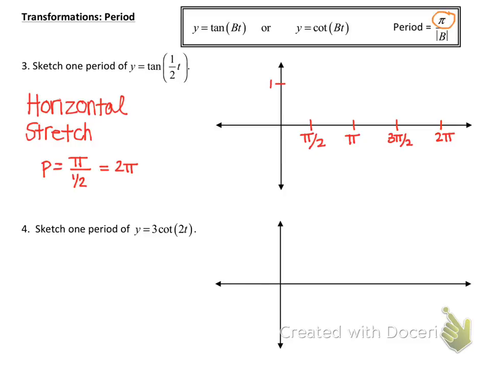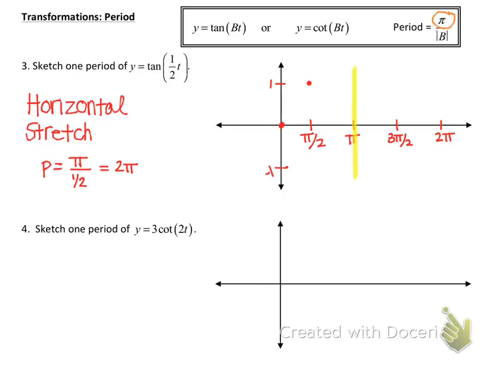The amplitude didn't change, and since it's tangent, we're going to start at 0, 0, and go up to pi over 2. We have an asymptote at pi. Now, we're used to having an asymptote at pi for cotangent, but you have to understand that the value of your asymptotes are going to change if you change your period.